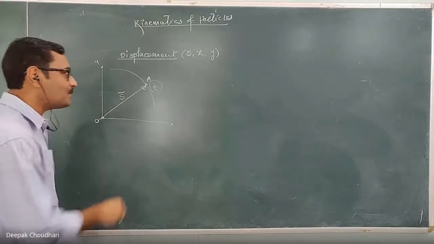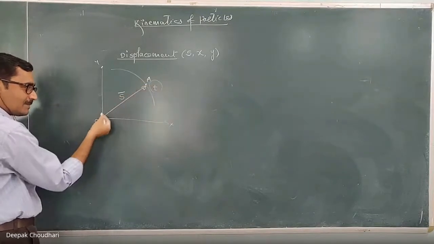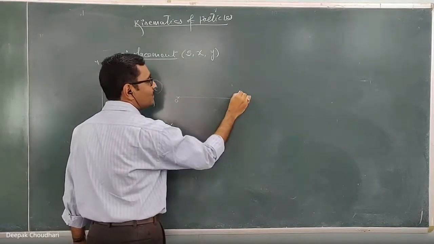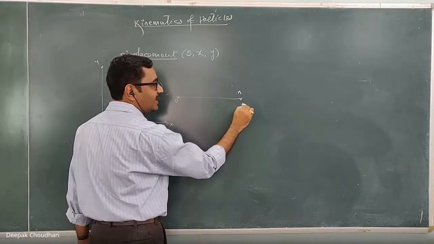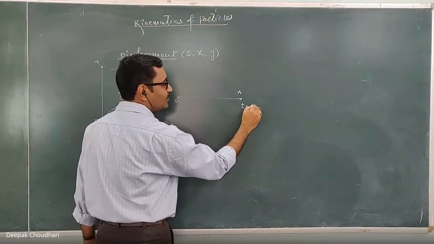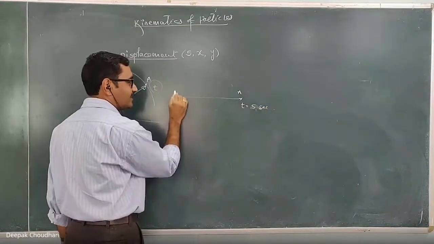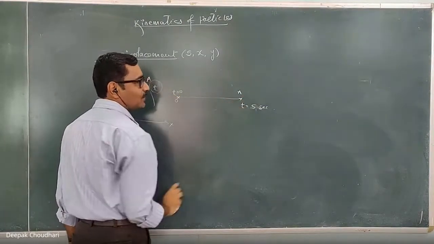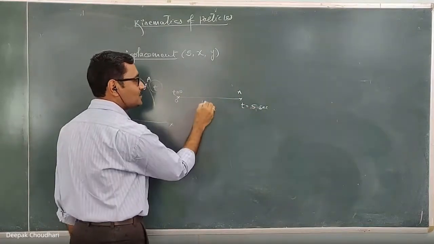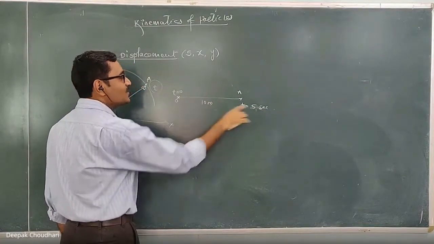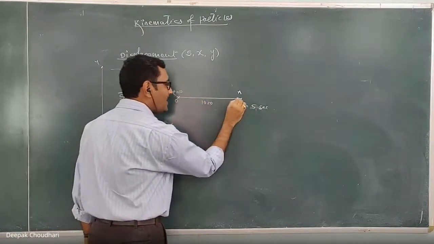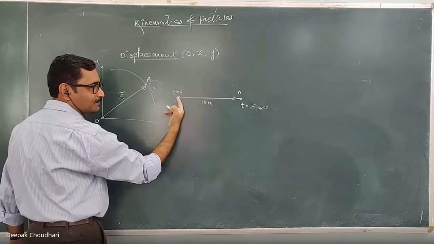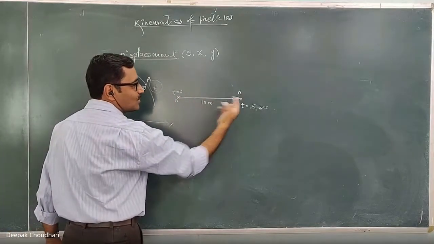Displacement is the position vector of the particle with respect to origin, and it expresses the position of that particle at this instant with respect to that origin. Let's suppose one particle starts from O, and A is the position. The particle started from here at t equal to 0, and this is the position at t equal to 5 seconds. Let this distance be 10 meter. So at t equal to 5 seconds, this OA bar is the position vector, the position of the particle with respect to origin, whose magnitude is 10 meter.